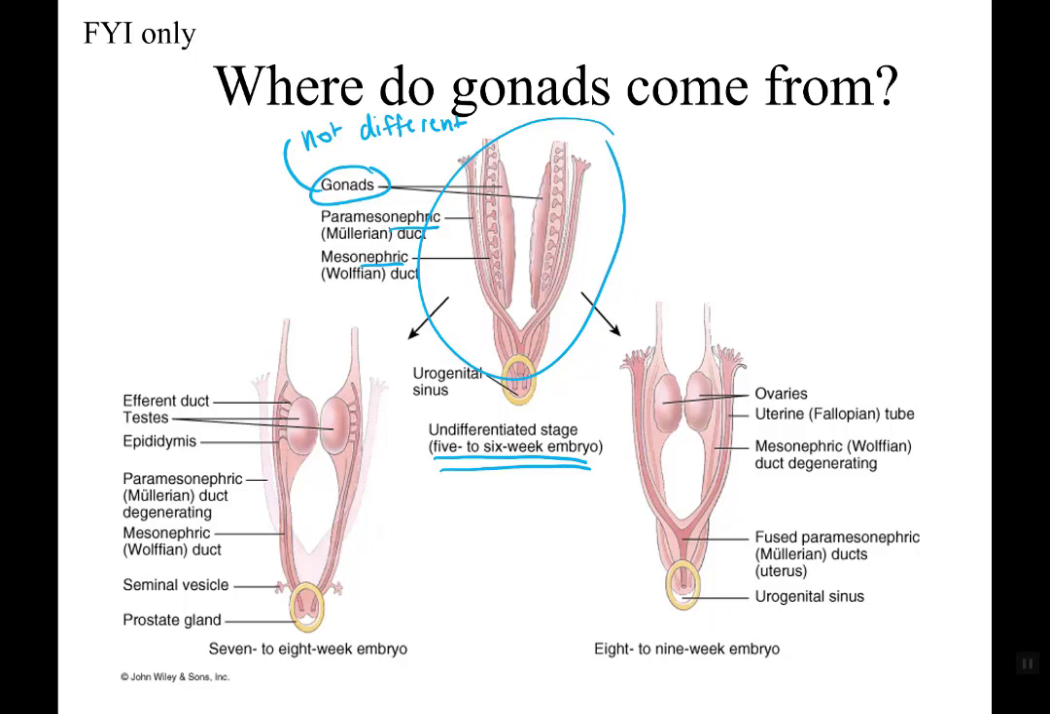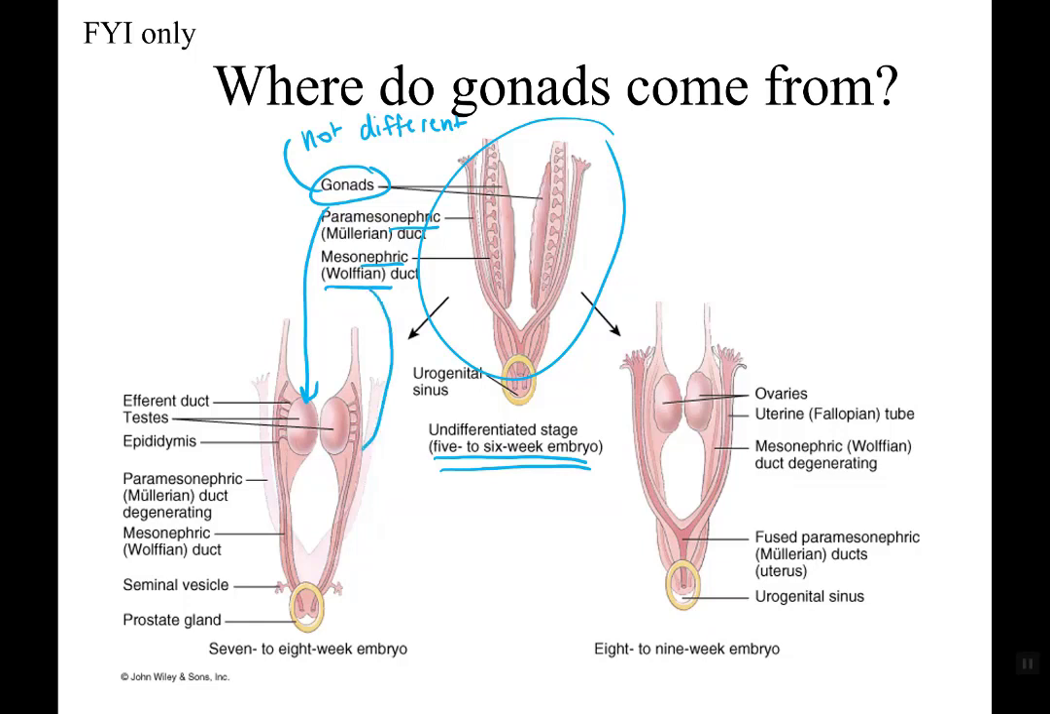Okay, so if you have a Y chromosome and testis determining factor, that causes the transformation of the gonads into testes, and the transformation and development of the Wolffian duct. Wolffian here refers to the name of the person who discovered these. It turns out if you find something, you get to name it after yourself. So Wolffian, Dr. Wolff.